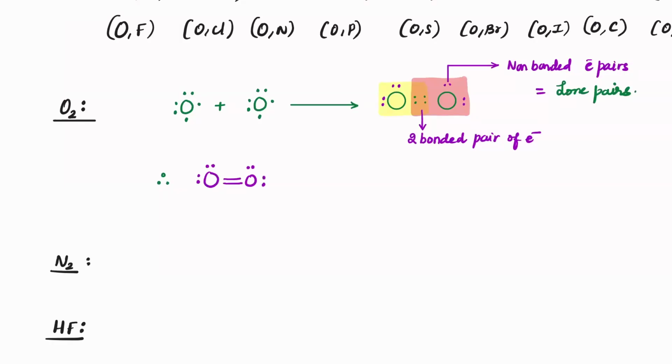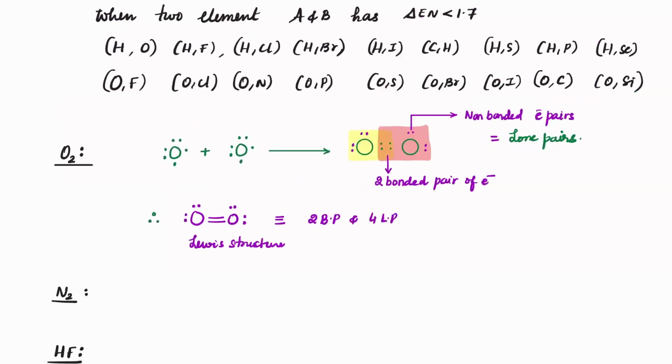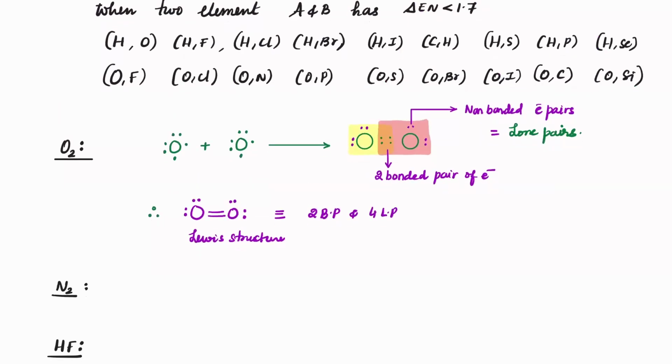So it appears like the octet is completed. So this is the Lewis dot structure, the Lewis structure. And how many lone pairs and bond pairs does this Lewis structure have? It will have two bond pairs and four lone pairs. Everybody clear how the O2 works here? This is how you represent the bond, everyone.